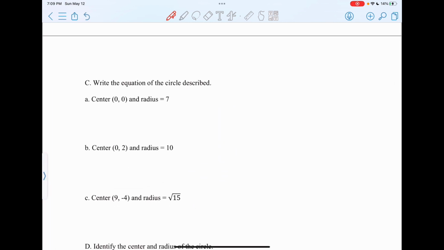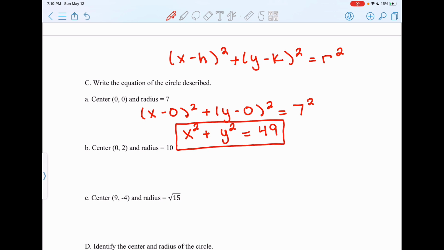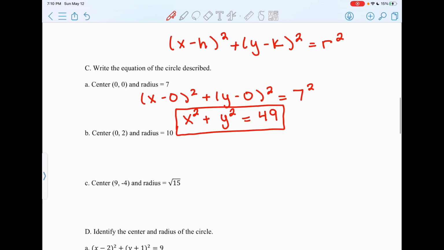So I'm going to rewrite the general form of the equation of a circle. Since our center is 0, 0, that is what we are going to subtract from x and y. And our radius is 7, so this equals 7 squared. Now let's simplify. X minus 0 is just x, so I can rewrite this as x squared. Y minus 0 is just y, so we can write that as y squared. And 7 squared is 49. And so this would be the equation of a circle with a center at 0, 0 and a radius of 7. Let's try this again.